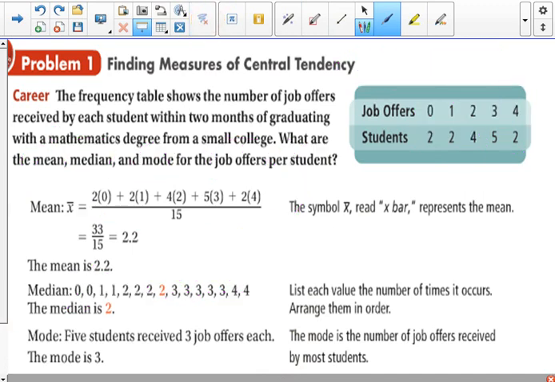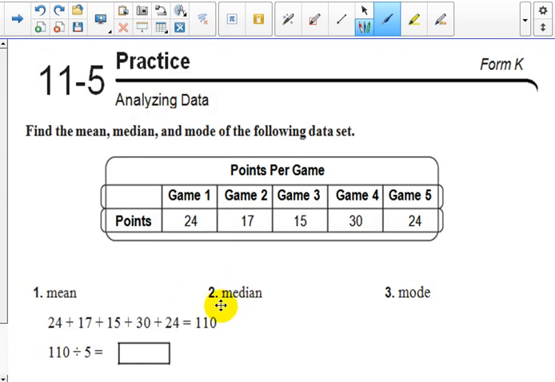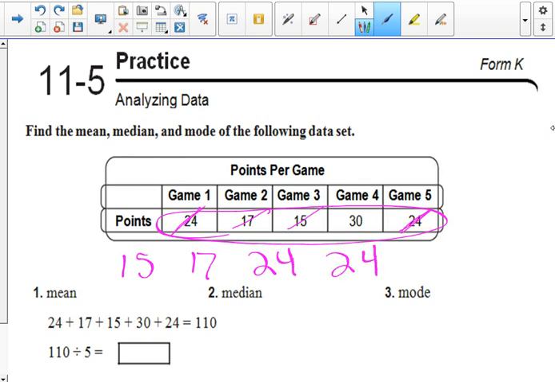All right, let's look at our workbook. Number 1 on 11.5. It says find the mean, the median, and the mode of the following data set. Well, the first thing we want to do is put it in order. So let's do that. What's our smallest occurring number here in our points? 15. What's the next smallest number? And after that, how many of those do we have? So 2 24s. Make sure you put every occurrence and multiples. And then the last is 30.